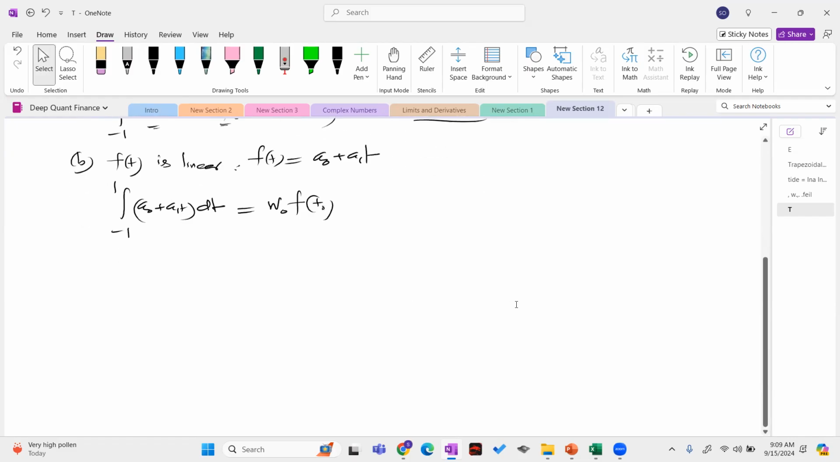Okay. Now, can you help me with the integration? We know that a0 dt integration from -1 to +1 is 2a0 plus what will be the integration of the second part? Please try it out and tell me. a1t dt integral from -1 to 1.